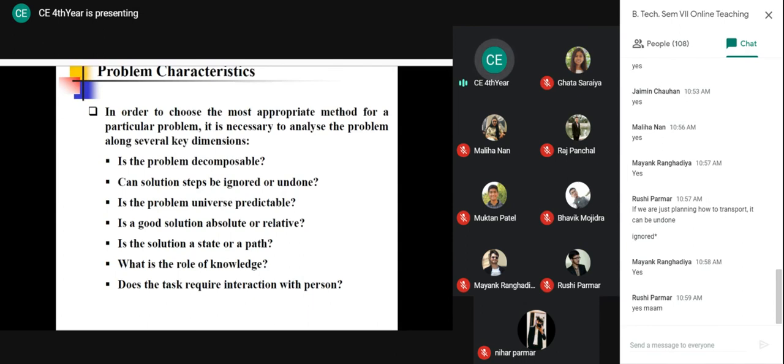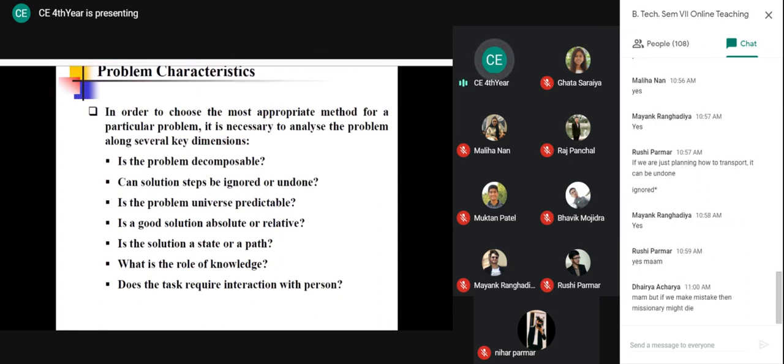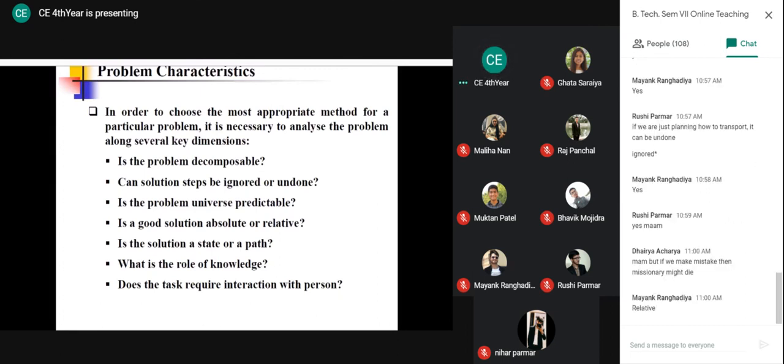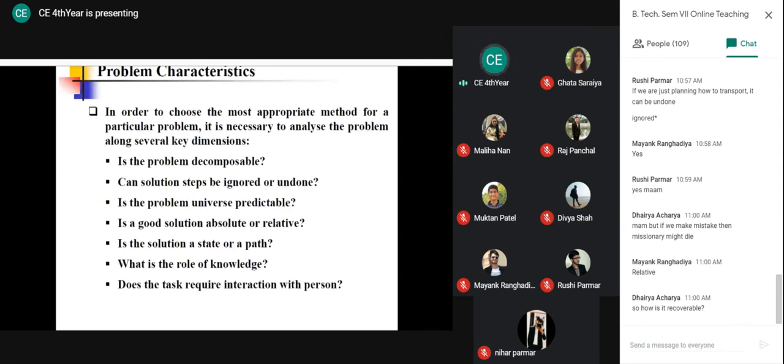Okay, the next one is: is the problem universe predictable? So Mayank says yes. Okay, clear everyone. I think all of you are clear. The universe is predictable, in missionaries and cannibals. Now the next is: is a good solution absolute or relative? Can anyone tell me? Give me the answer. Is it an absolute or relative problem? Okay, please everyone try. Yes, it's a relative problem.